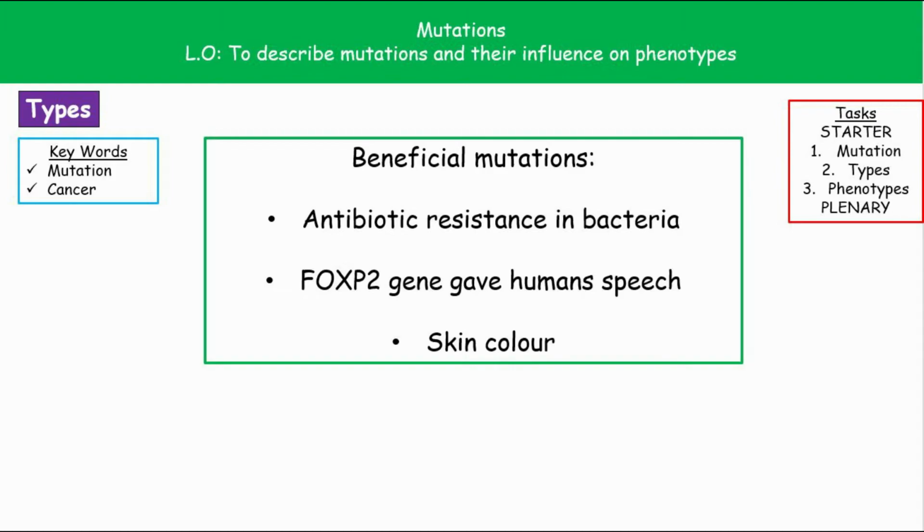And the third one on there is the skin colour mutation. So hopefully we know that if we track back our human history, then we originate from a small number of breeding pairs that originated on the continent of Africa.